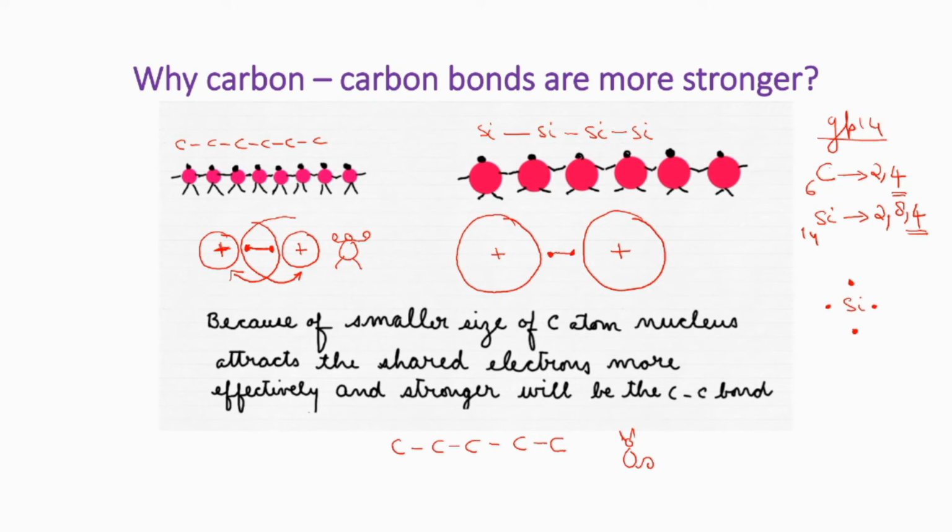Then what will happen? This pair of electrons cannot be attracted towards the nucleus effectively. What is the reason? Because the size of the atom is much bigger. In order to make the idea much clearer, I will tell you one more example. Imagine a classroom. There was a famous teacher in the classroom, and in order to attend that teacher's class, so many students are coming. As a result, her classroom became so big.